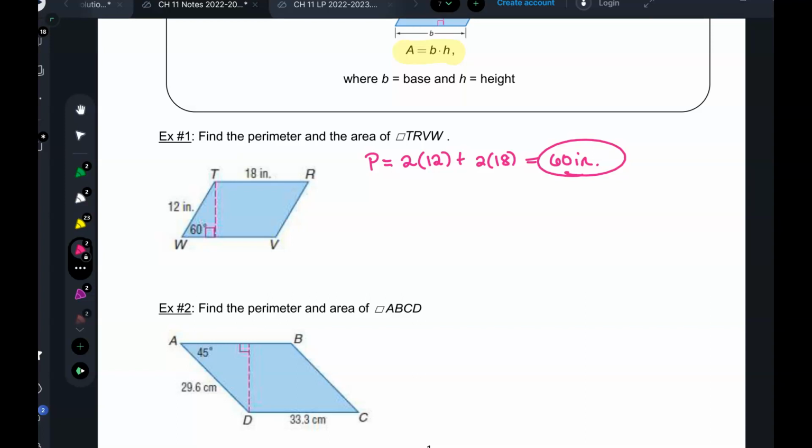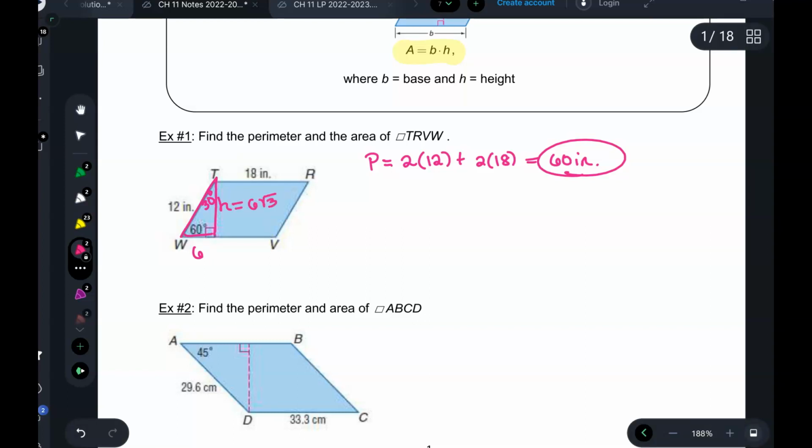Remember for units, if it's inches, it's just inches, or centimeters. When we do area, it's going to be square inches, so we'll put the little 2. But we are missing the height. So this is where I said we're either going to need to use special right triangles or trigonometry. In this case, we're going to use a 30-60-90. So if we just focus on this triangle, what's the shorter leg if the hypotenuse is 12? 6. Is the height 6 root 3? It is 6 root 3.